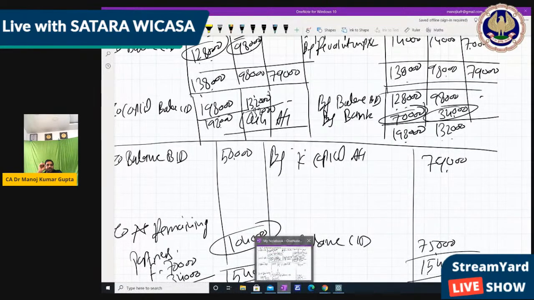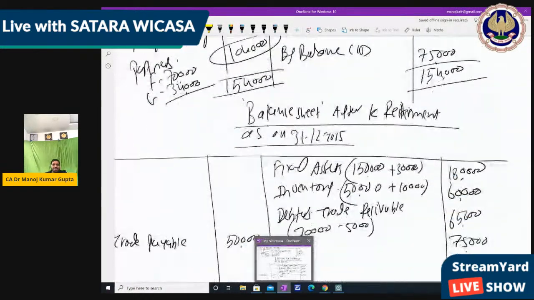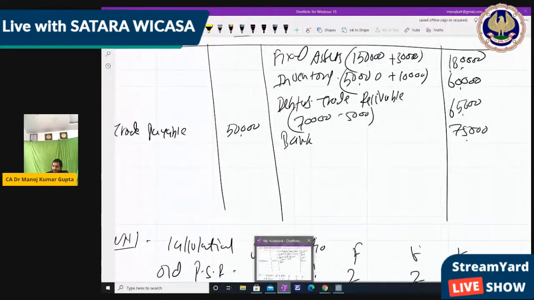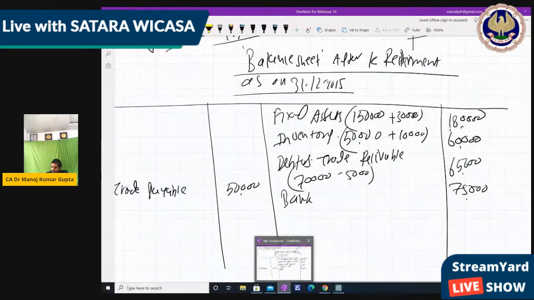Then the total capital we divide in the proportion, that is PSR 3:2, 198 and 132. But the balance is 128 and 98. That's why whatever the shortage, that is 70,000 by F and 34,000 by G, will be brought by F and G. Okay, so now make the final balance sheet, it must tally. Write the capital account.